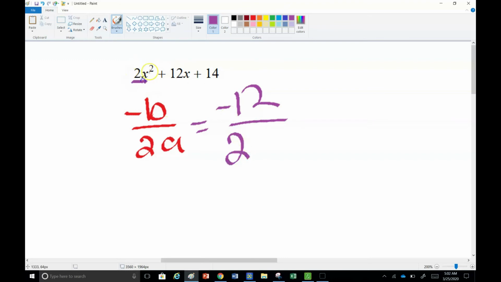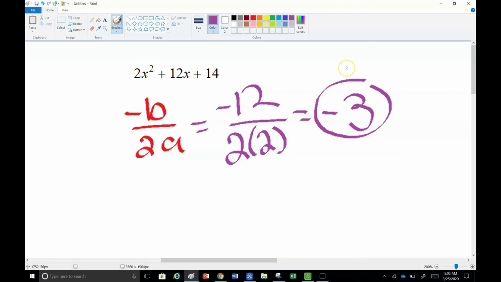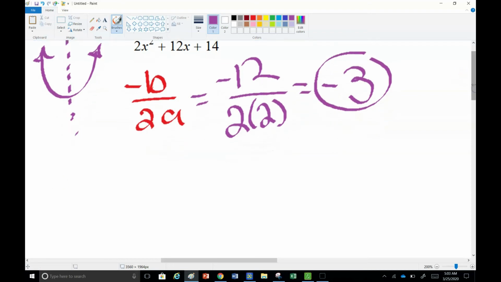Well, here the a term was positive 2. So 2 times a is just 2 times 2. When I plug this into a calculator, or if I just do the math, negative 12 divided by 4, I'm going to get negative 3. That is the x value of my vertex. In other words, that is the axis of symmetry. This parabola has an axis of symmetry at negative 3 on the x-axis. So I kind of know where the graph is going to be located and what it's going to look like.